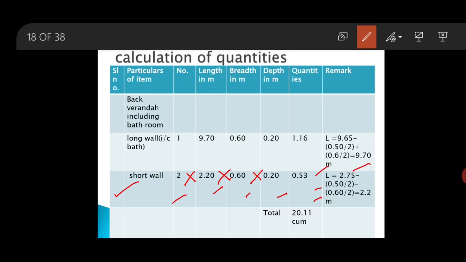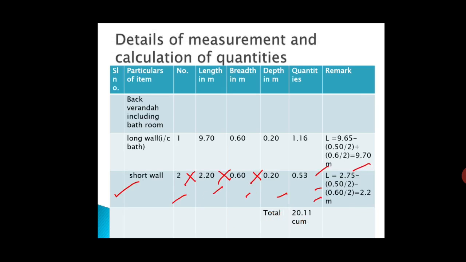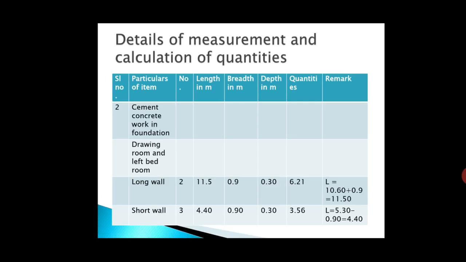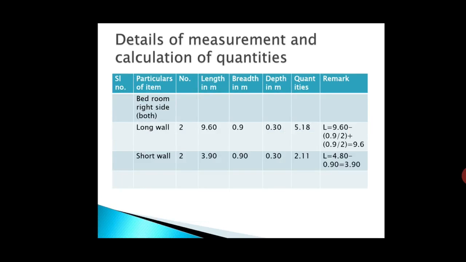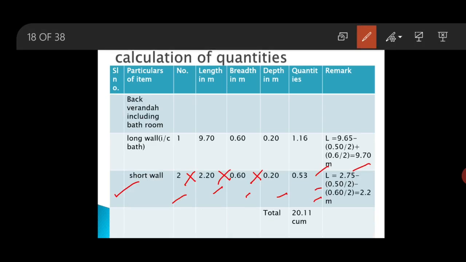Now we have covered the entire building, and by adding all the parts we will get the total quantity. So we have to add the first part, that is drawing room and left bedroom, then bedroom both, then front veranda and back veranda. So the total quantity is 20.11 cubic meter.